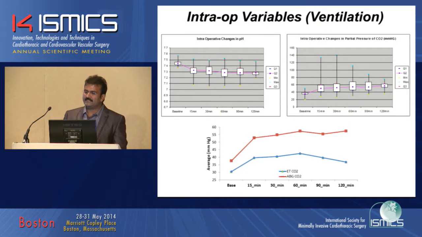When you come to the ventilation part, the pH ranges between 7.25 and 7.35 in median value. PCO2 varies between median values of 45 to 60 millimeters of mercury throughout the period. When you compare ETCO2 with ABG data, the ABG CO2 level correlates well with the PCO2 level in the blood, but not the ETCO2.